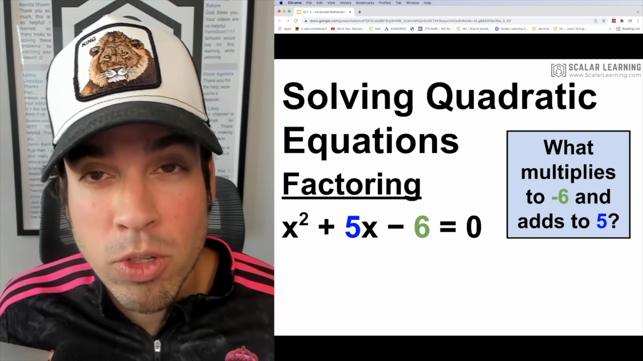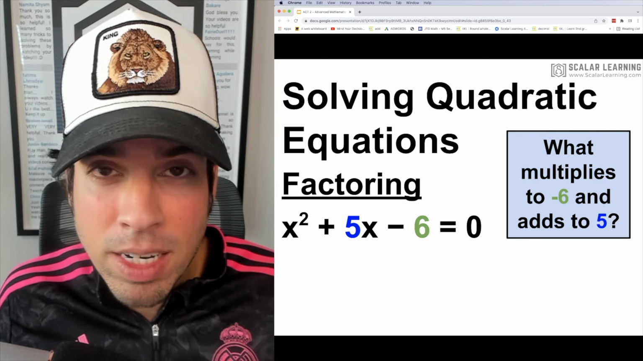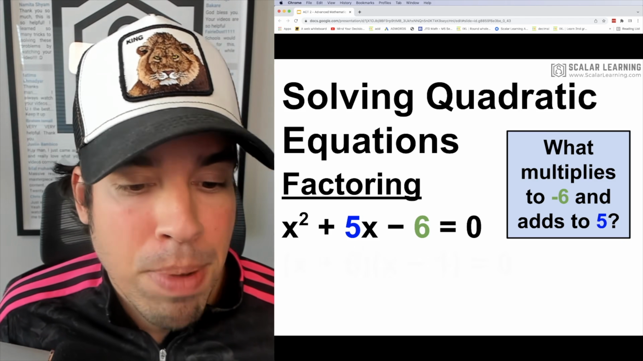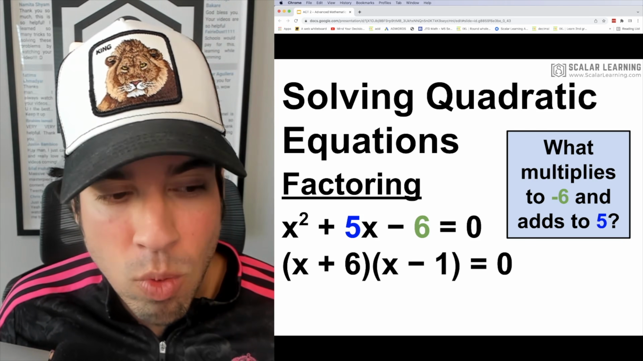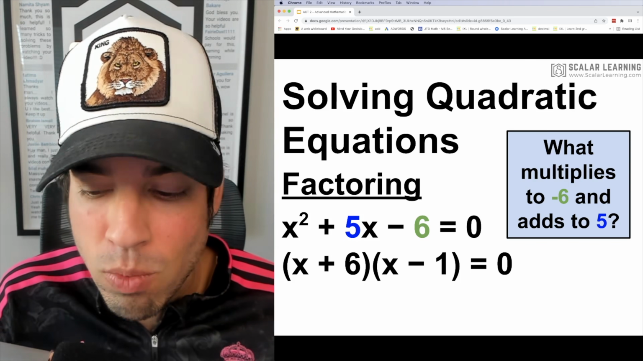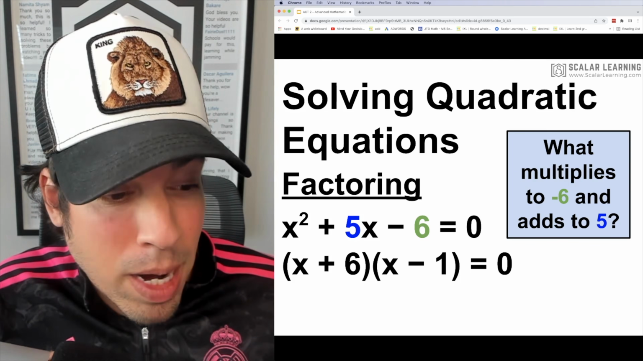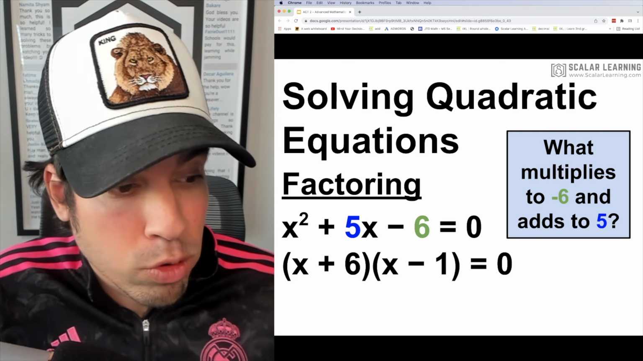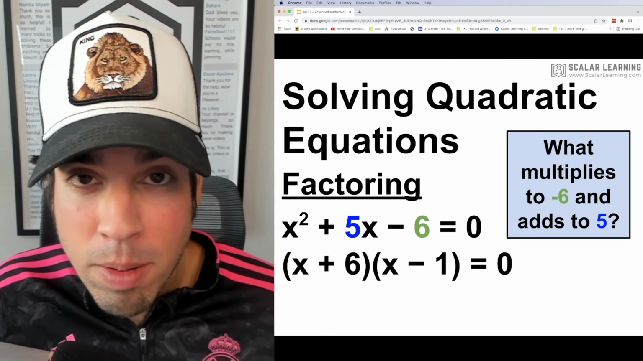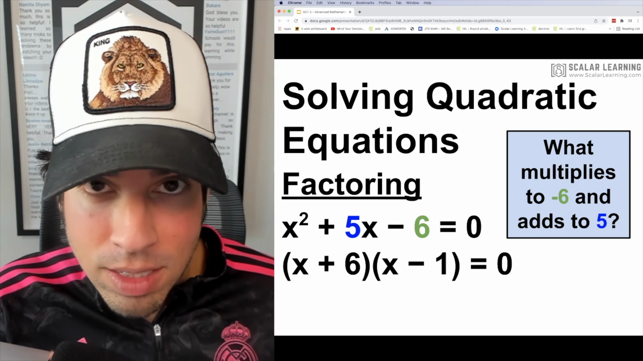So the two numbers, and you can kind of play around with numbers and combinations and such, but the two numbers that come to mind would be positive 6 and negative 1. So that's what goes in those parentheses. You see a positive 6 and a negative 1. If you multiply those two binomials together, you'll see that it goes back to the original equation, x squared plus 5x minus 6, as long as you remember to FOIL. We're going to talk about foiling in a second.